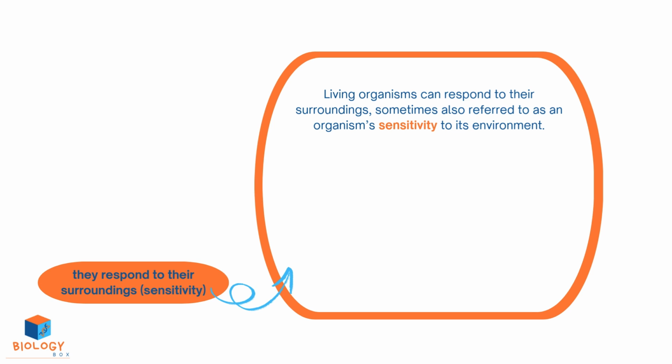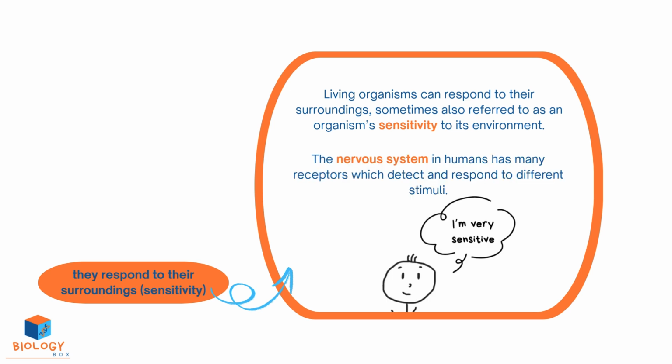Living organisms can respond to their surroundings, sometimes also referred to as an organism's sensitivity to its environment. The nervous system in humans has many receptors which detect and respond to different stimuli.